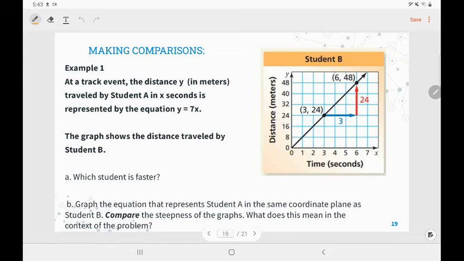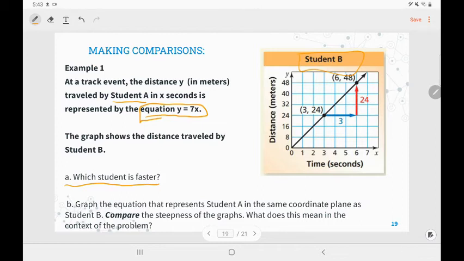Alright, we're going to make some comparisons between student A and student B. So we're at a track event, and the distance that they run is represented by 2 different formats. In student A's case, it's represented by an equation, and student B is represented by a graph. So I want to compare, and I want to see who is faster. That is my big question. Now, remember, who is faster is based on which has the highest rate of change, or the fastest slope.